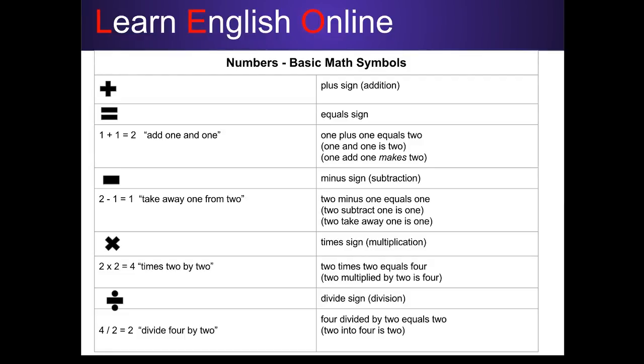So 4 divided by 2 equals 2. 2 into 4 is 2. 4 divided by 2 is 2. Lots of different ways to say the same thing. The most important thing is learn the symbols: plus, equals, minus, times, divide. Okay? And the math terminology: addition, subtraction, multiplication, division.